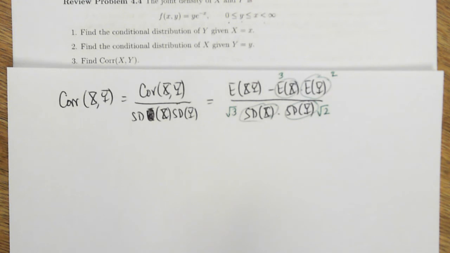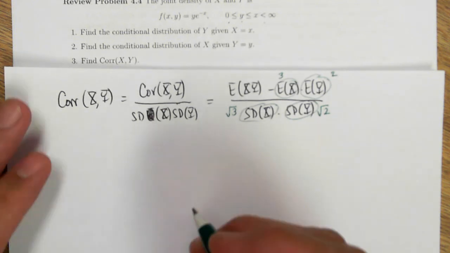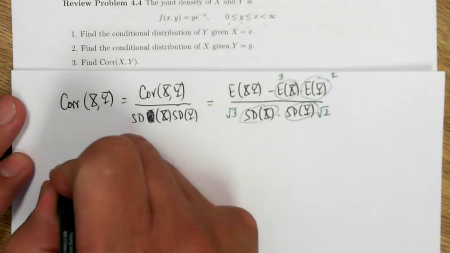So from that previous work, I've got 4 of the 5 pieces. Now the only thing that's left is the 5th piece, the expected value of x times y. Alright, so I've got some work to do. The expected value of x times y.